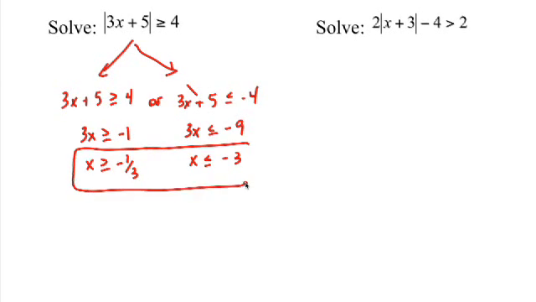Now, again, if Alex asks for this problem to be answered in interval notation, it'll look something like this. You actually have two parts, and you'll have to use the union symbol. Let's start with the less than part, because this goes to negative infinity. So you'll have negative infinity to negative 3, and negative 3 is included, so that's a bracket. Then you're going to union that with negative 1/3 to positive infinity.